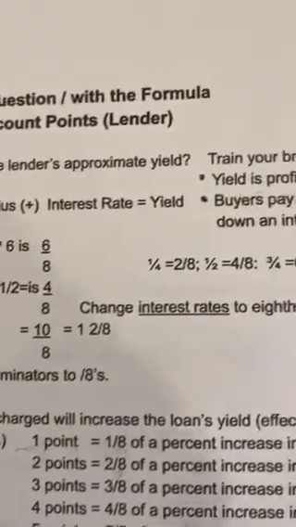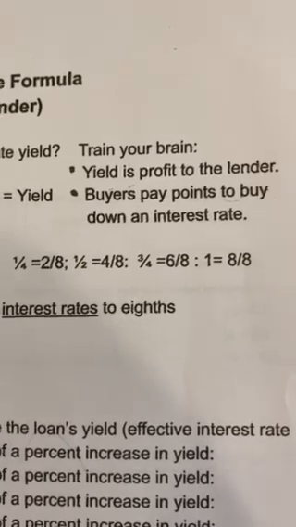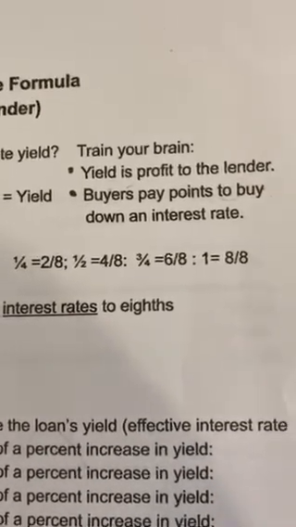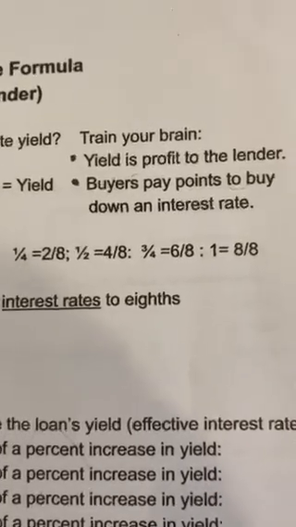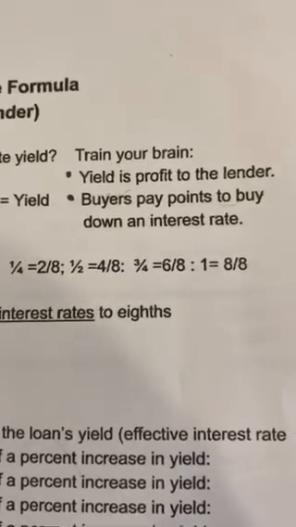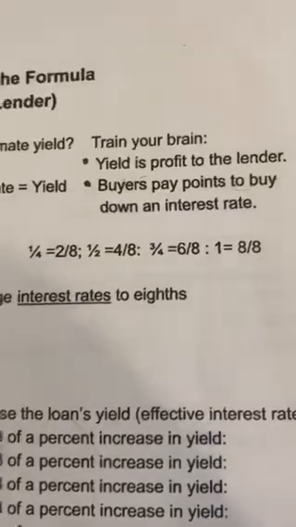What is yield? First of all, train your brain. Yield is profit to the lender. And what is it to the buyers? Buyers pay discount points to buy down an interest rate. The interest rate is high. Buyers pay discount points to the lender to buy down an interest rate.